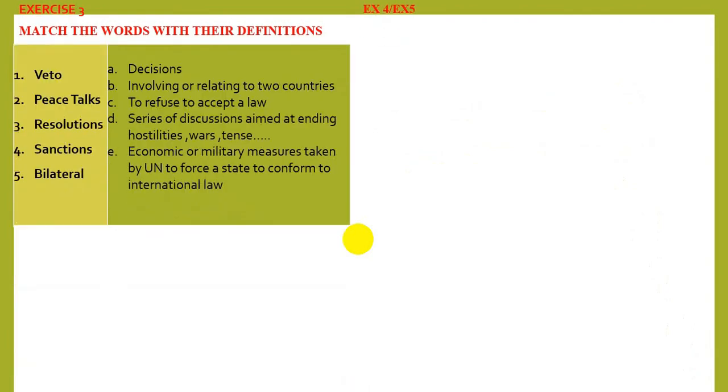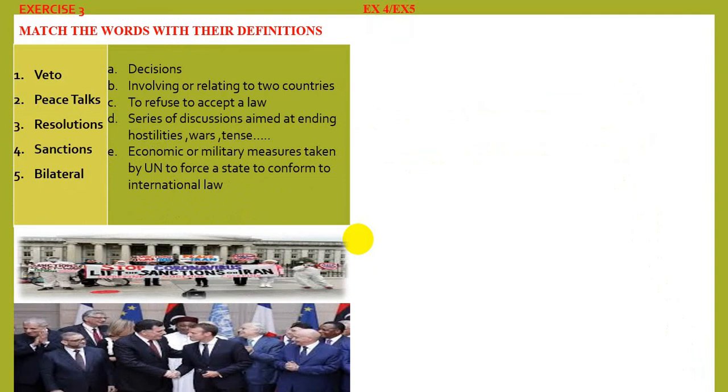Another exercise, number 3. As you can see, while moving through this session, we see new vocabulary related to unit number 9, related to international organizations. Don't worry if you don't know a vocabulary item. We will know this through the lesson. So here we have match the words with their definitions. We have veto. What is veto? Peace talks, resolutions, sanctions, and bilateral. So start with the ones you know. Then you will find the others and put them in your mind, of course.